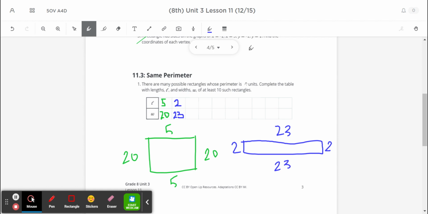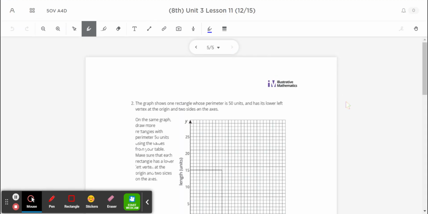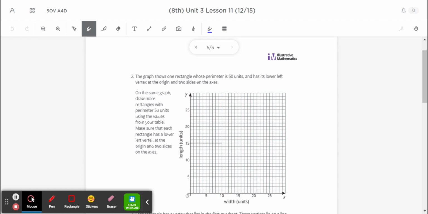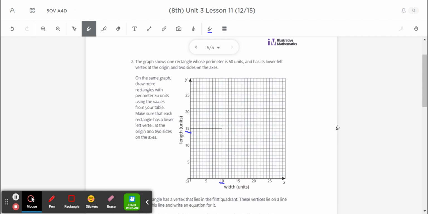Okay, so let's take a look at slide 5, and we'll use this table we just created. The graph shows one rectangle whose perimeter is 50 units. We can see a length of 15 and a width of 10, and it has the lower left vertex at the origin and 2 sides on the axis. On the same graph, draw more rectangles with the perimeter of 50 units using the values from your table. Make sure each rectangle has a lower left vertex at the origin and 2 sides on the axis.